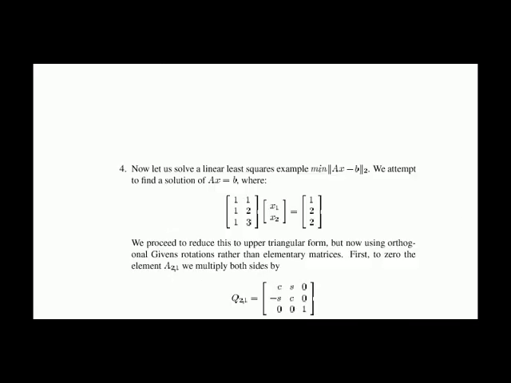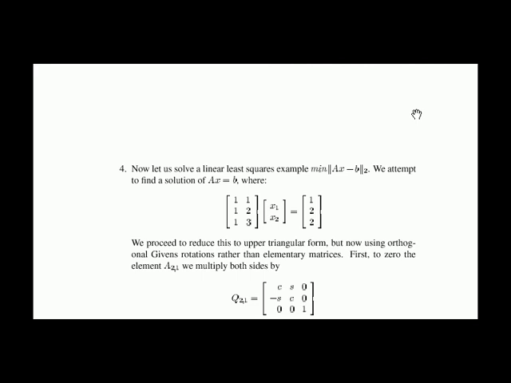And it's just a question of choosing C and S. Remember that C squared plus S squared has to be 1 for this to be orthogonal. It's a question of choosing C and S so that the element you want to be 0 is 0. And that's pretty easy to do, as we'll see in the following example.